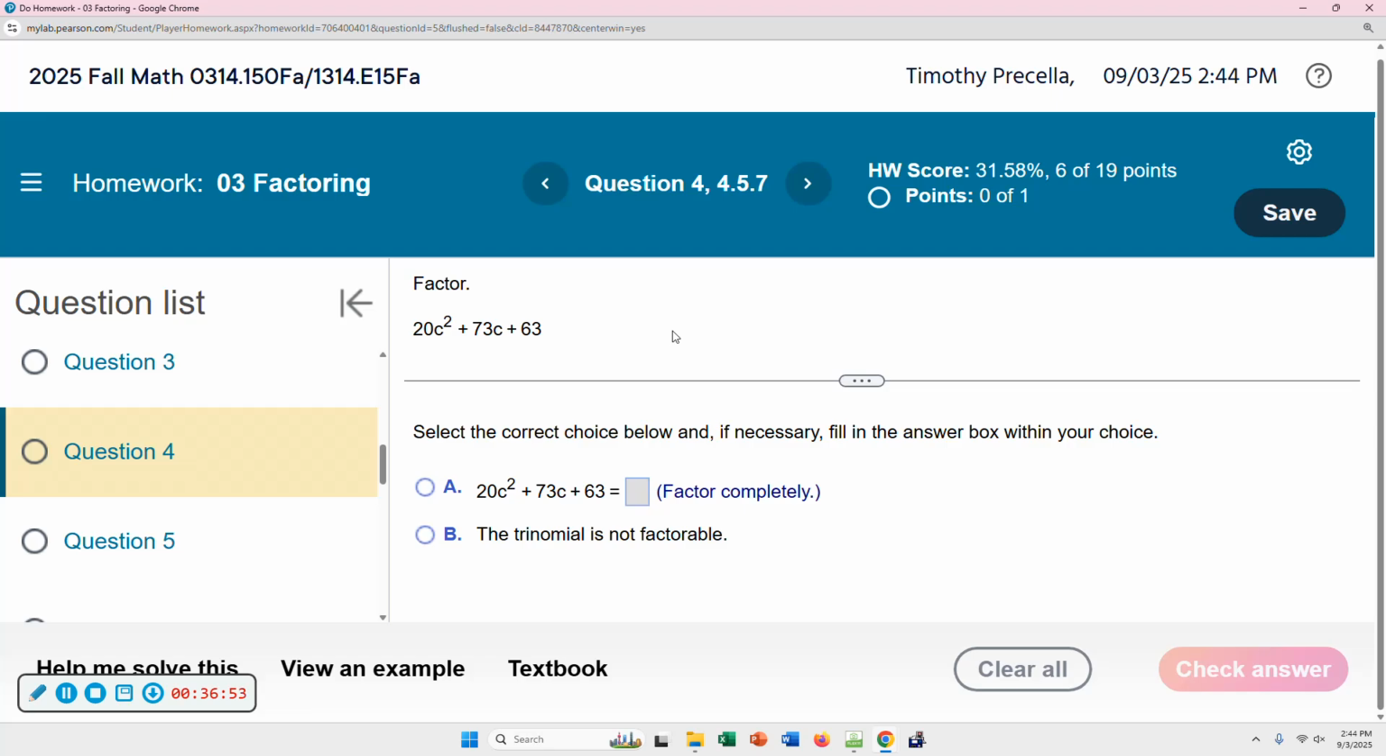20c squared plus 73c plus 63. Make sure that you're using the right variable. So often when I'm doing these, I'll switch the letter to x. Okay, I'm going to need numbers that multiply together to give 20 and numbers that multiply together to give 63. But let's first do my little table and decide on the signs.